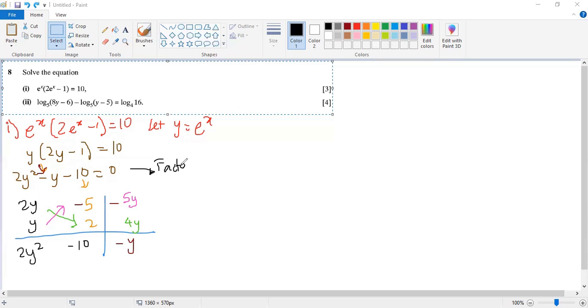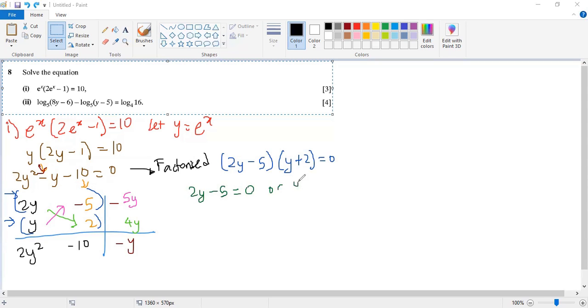How can it be factorized? According to the 2 factors listed here from left to right, this becomes (2y - 5)(y + 2) = 0. Then we just continue as usual. Either one of the factors must be 0, because 0 times something becomes 0. So easily we can solve for the 2 values, which is y equals 5/2.